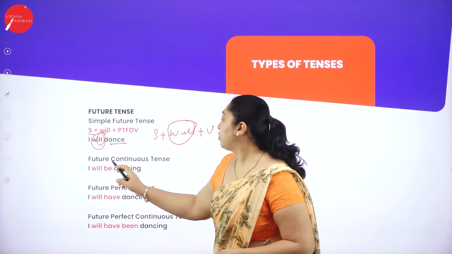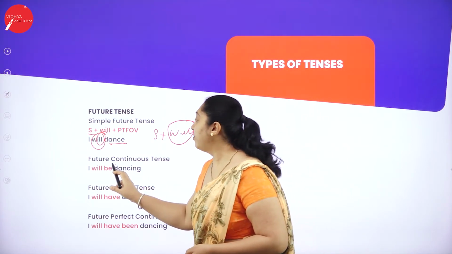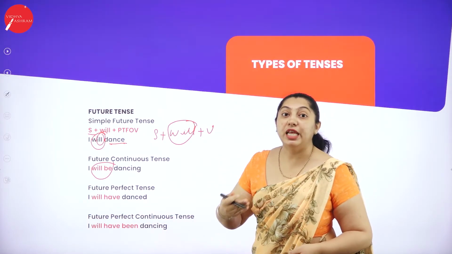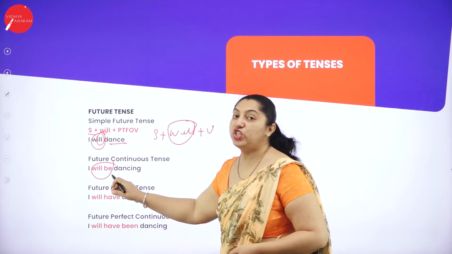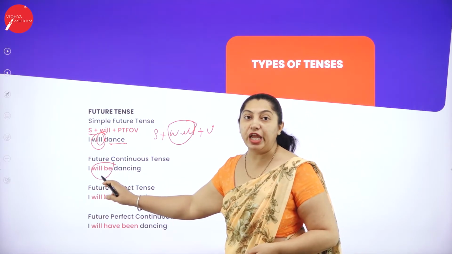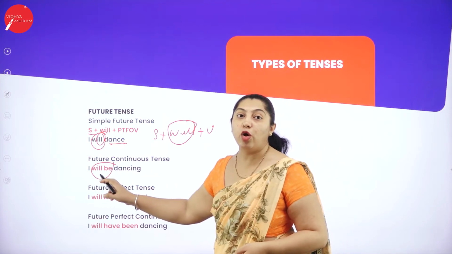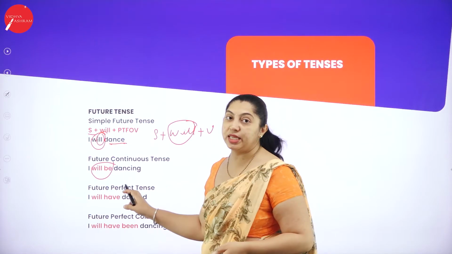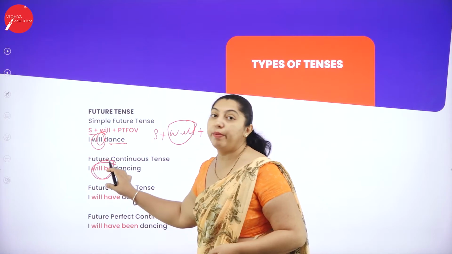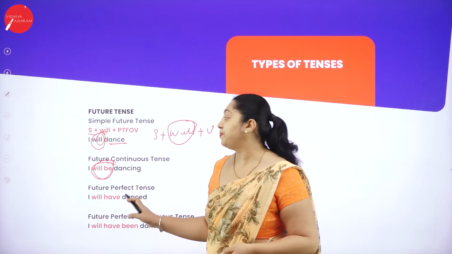So the next, future continuous tense. In future continuous tense, what happens? The auxiliary verb will never change, if it is in a singular or in a plural, whether it's in a noun or a verb. Will be, it remains as it is. It never changes in any of the tenses. That is, in the future continuous tense, the auxiliary verb will not change. If it is, I will be dancing, she will be dancing, they will be dancing. So this will remain the same. The helping verb never changes here in this tense.